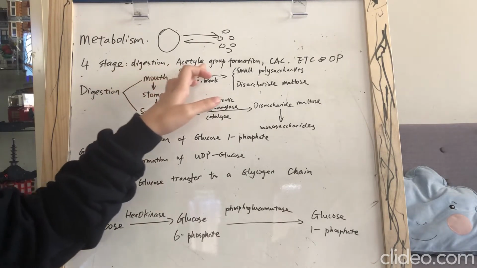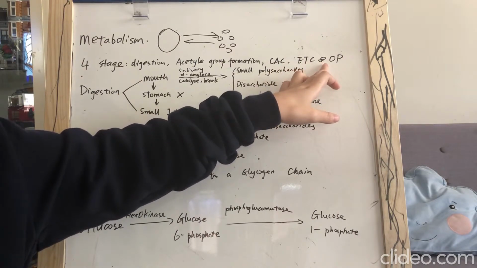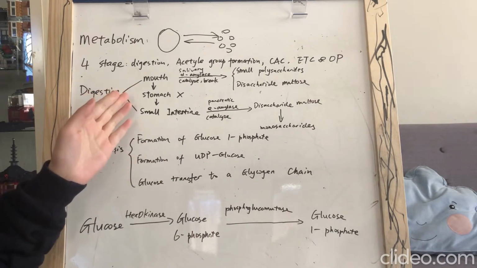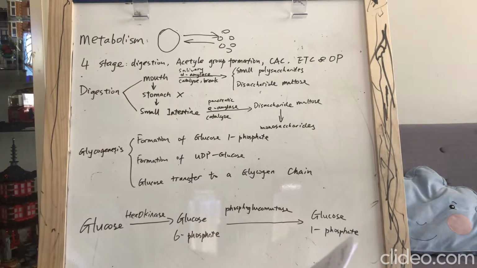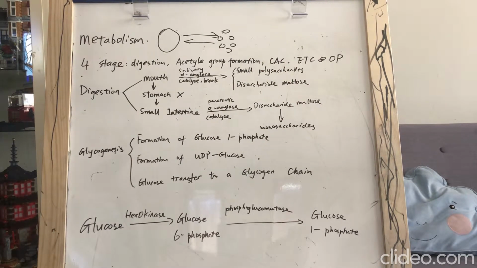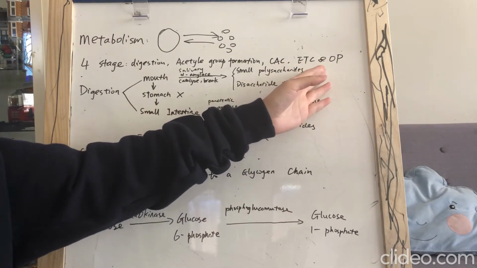There are digestion, acetyl group formation, citric acid cycle, and electron transport chain and oxidative phosphorylation. In digestion, a lot of digestive enzymes are involved to digest the large molecules and form smaller molecules like glucose, amino acids, and fatty acids. In the second step, the smaller molecules produced from the last step will be oxidized to degrade them into even smaller ones. In the third step, the acetyl group will be oxidized to form carbon dioxide and coenzymes. The coenzymes will finally facilitate the ATP production in the last step.